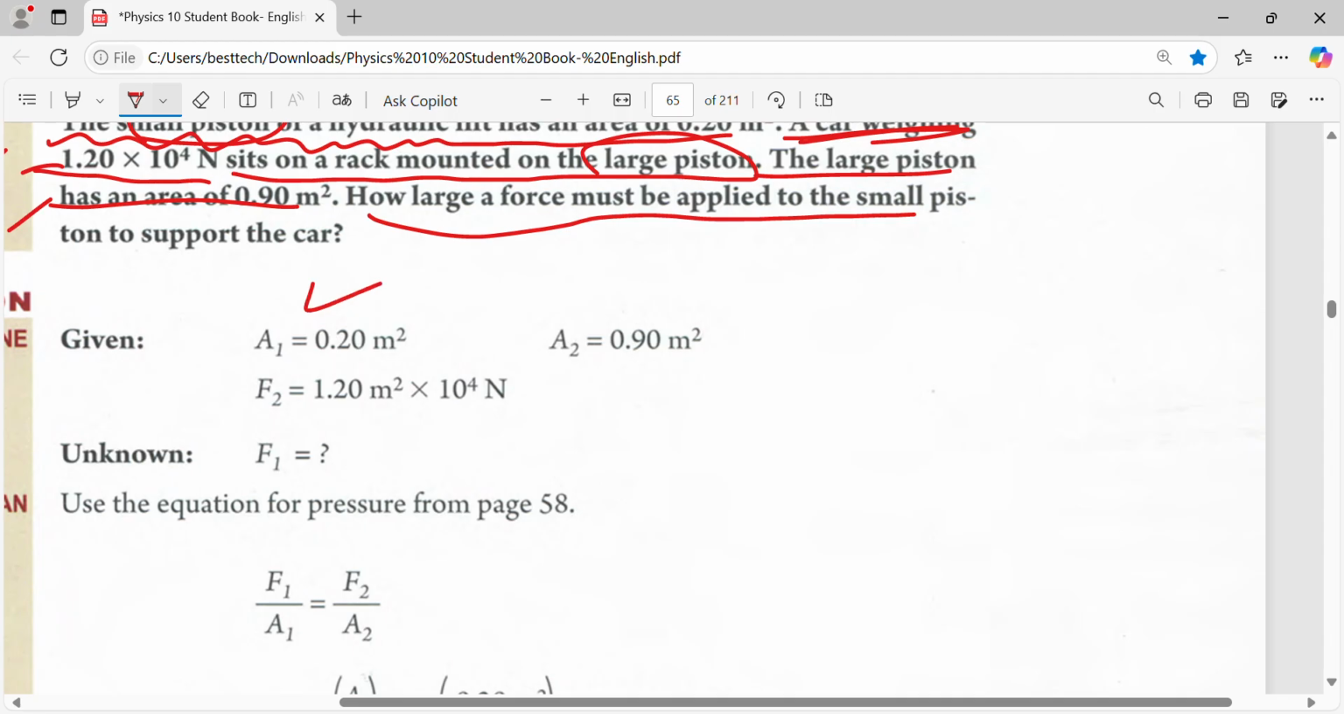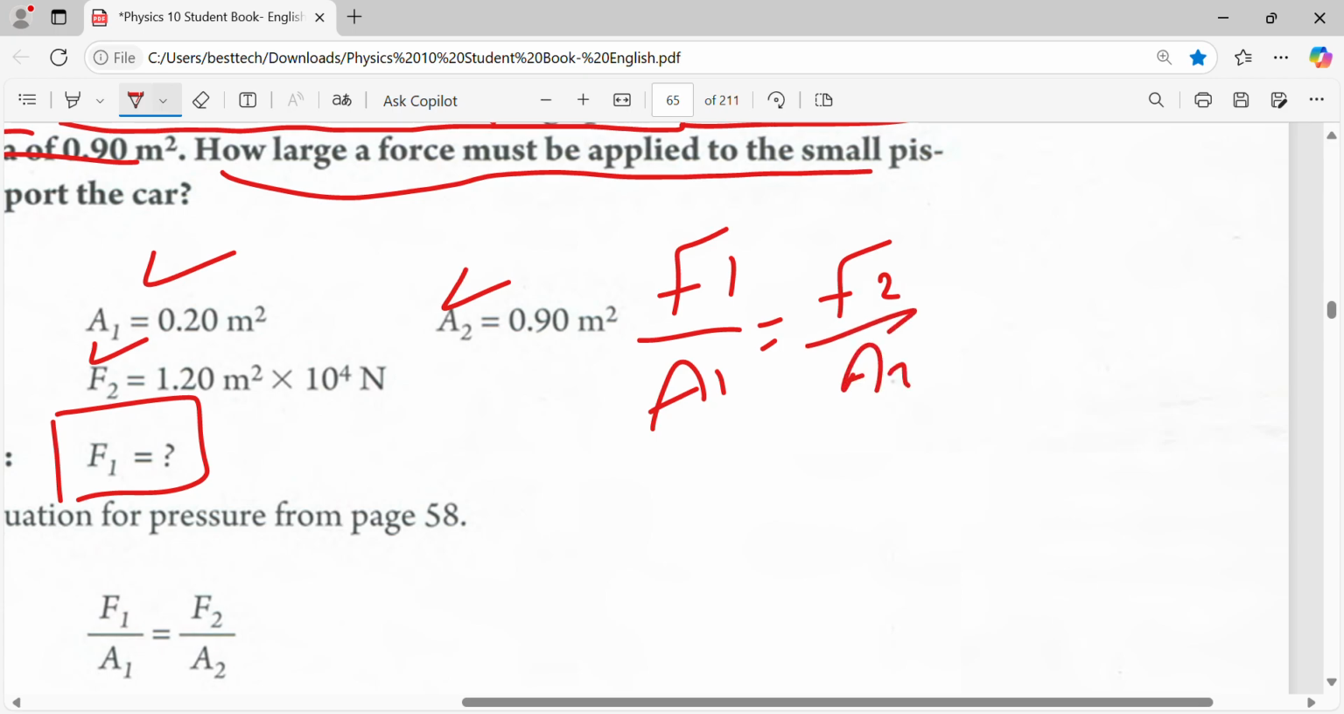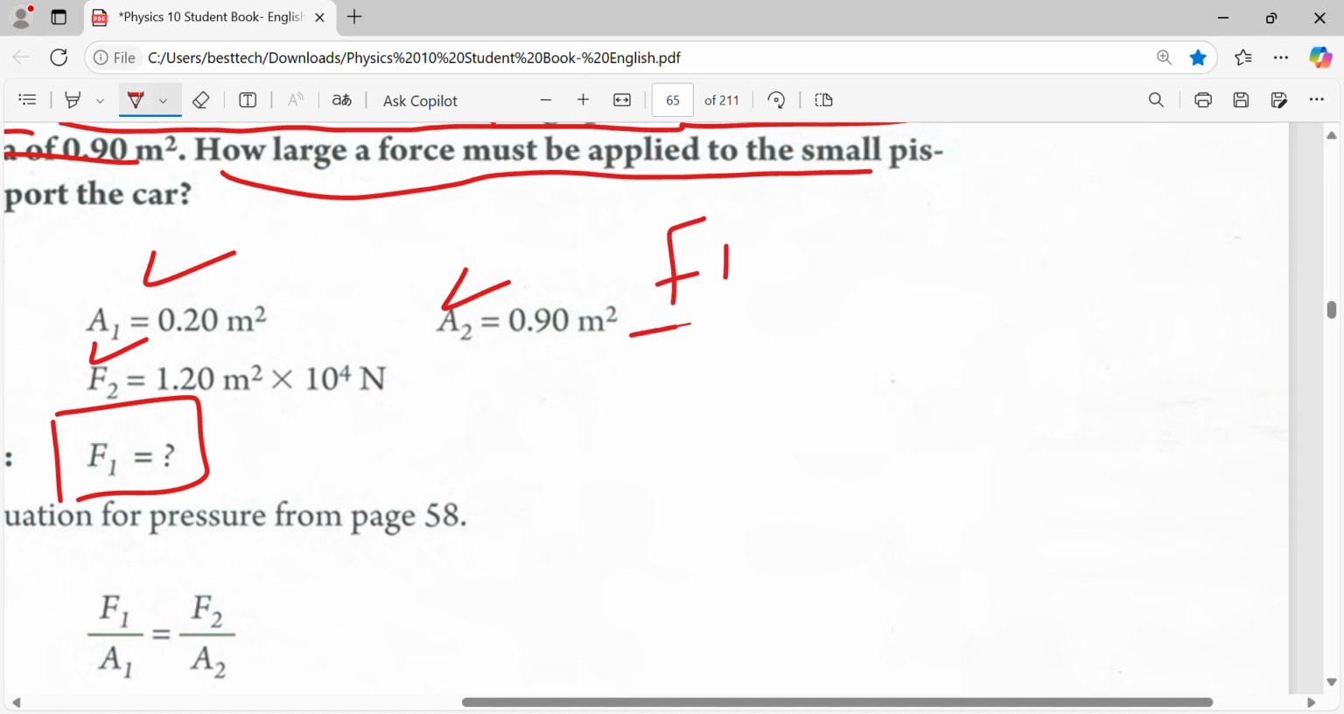So look, we have area number 1, we have force number 2, we have area number 2. We need to find the unknown force number 1. The rule is easy. Force 1 over area 1 is equal to force 2 over area 2. So we have this simple rule: F1 over A1 equals F2 over A2.